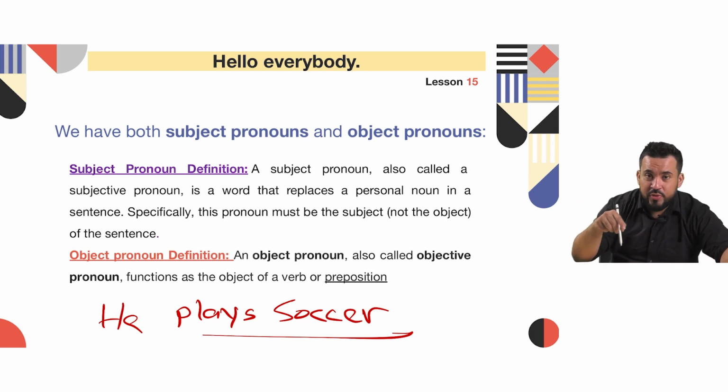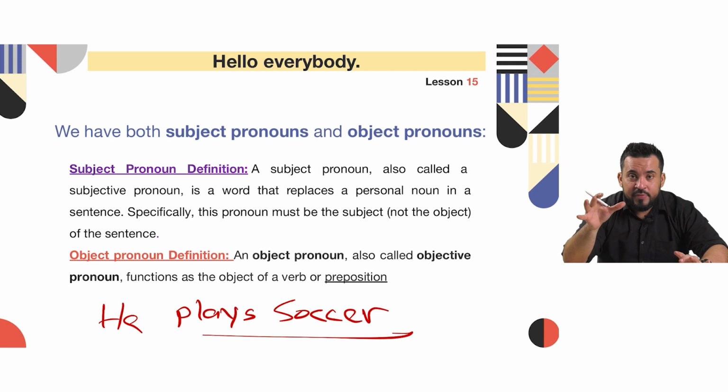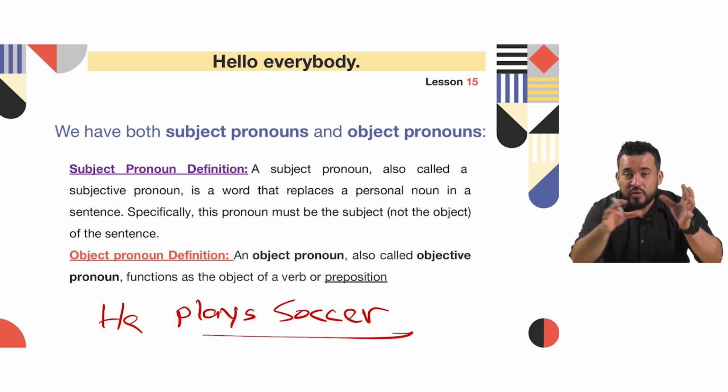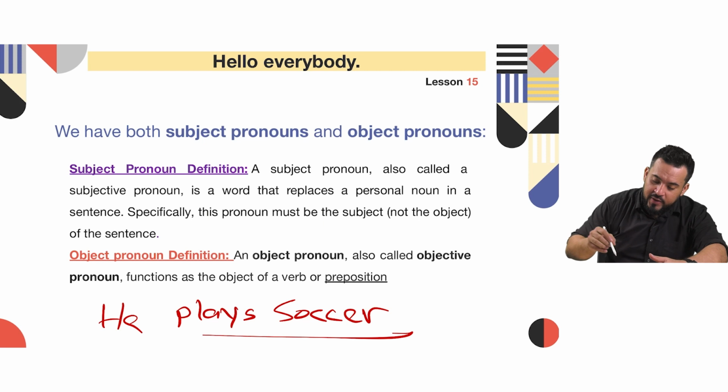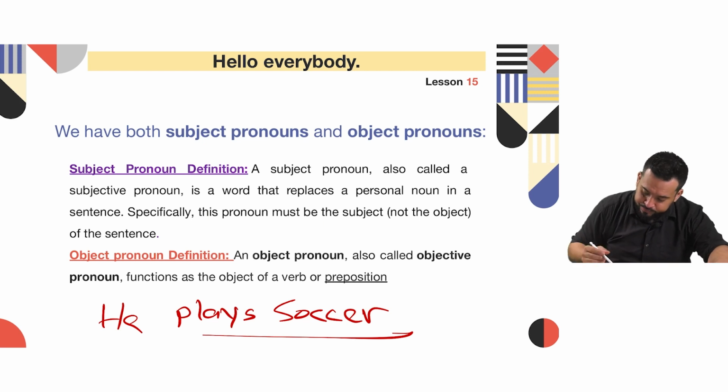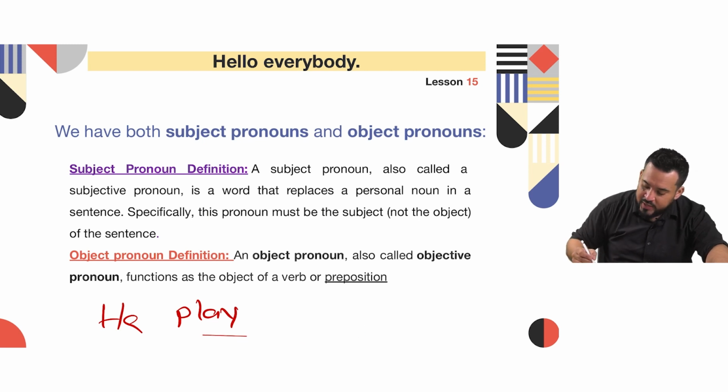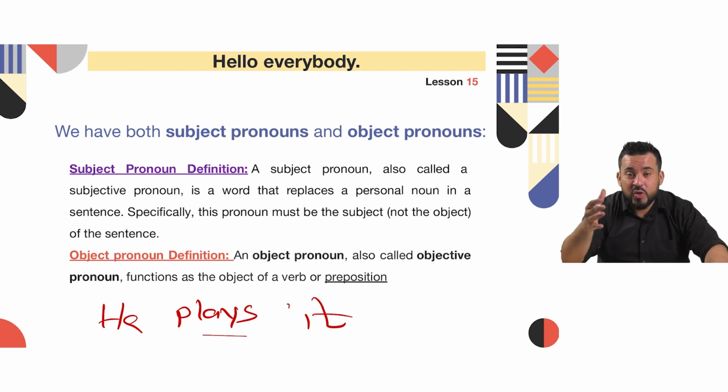Now, object pronoun is the same idea, but instead of removing the subject, we remove the object. So if we say he plays soccer, we will say he plays it. It refers to soccer, because soccer is a non-living thing, okay? So we will say he plays it, which is soccer.